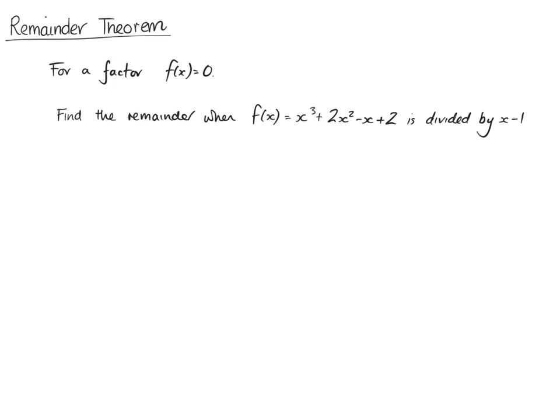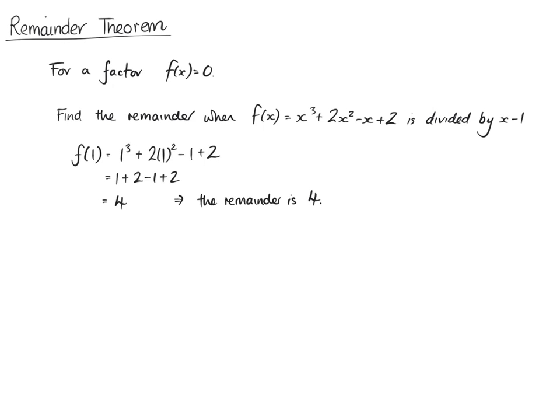Okay, so if we look at it, this means that the remainder will be, when we have f of 1, we will get our remainder because that's our function. So we have 1 cubed plus 2 times 1 squared minus 1 plus 2. So 1 plus 2 minus 1 plus 2. So we're going to get 4. So therefore, the remainder is 4. Okay, honestly, remainder theorem is as simple as that.